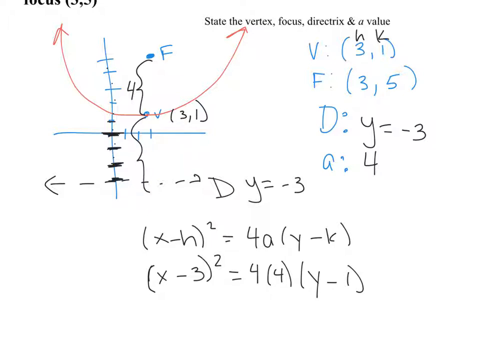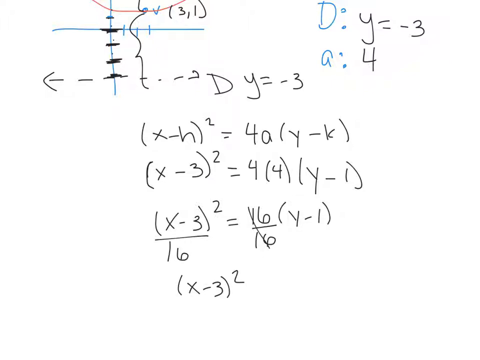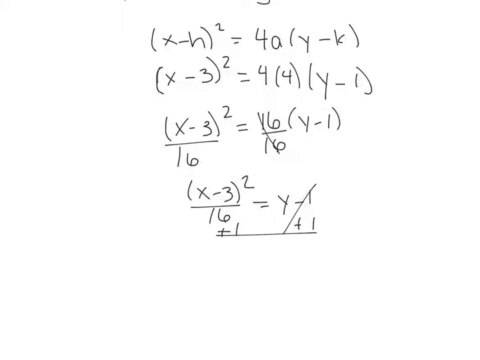And now when you have an equation that opens upward or downward, you will solve for the y value. Basically, you're always going to solve for the thing that is not squared. So this is equal to 16 times (y minus 1). I'm going to solve for y by dividing by 16, and I'll end up adding 1. My final answer is the equation y equals (x minus 3) squared over 16 plus 1.